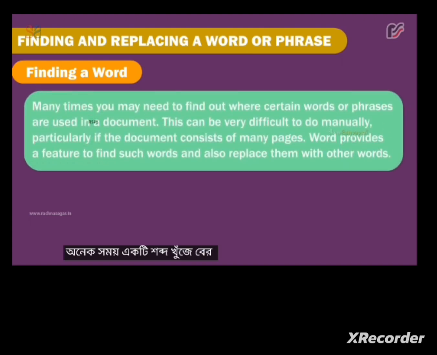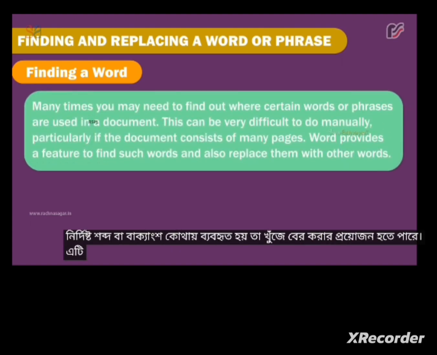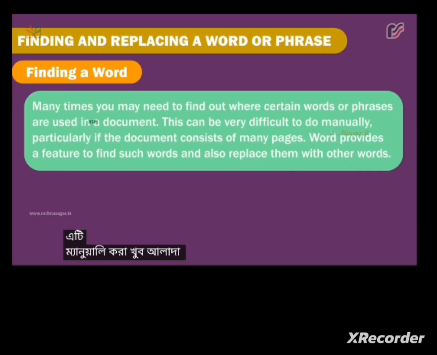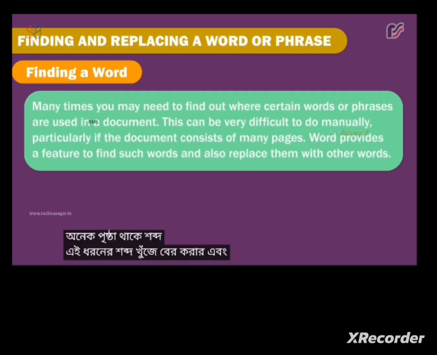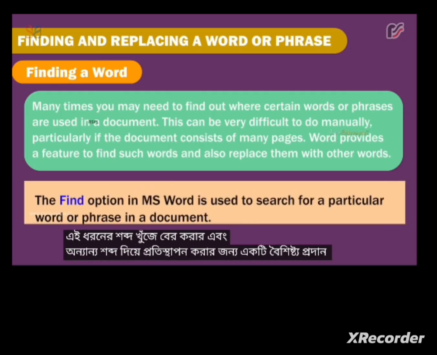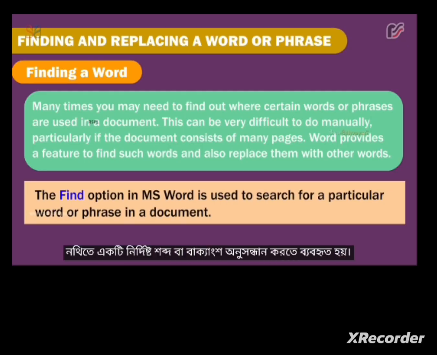Finding a word. Many times you may need to find out where certain words or phrases are used in a document. This can be very difficult to do manually, particularly if the document consists of many pages. Word provides a feature to find such words and also replace them with other words. The Find option in MS Word is used to search for a particular word or phrase in a document.